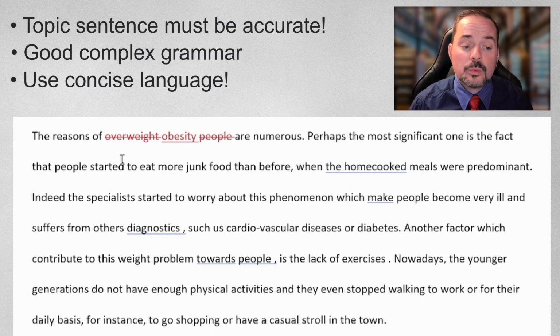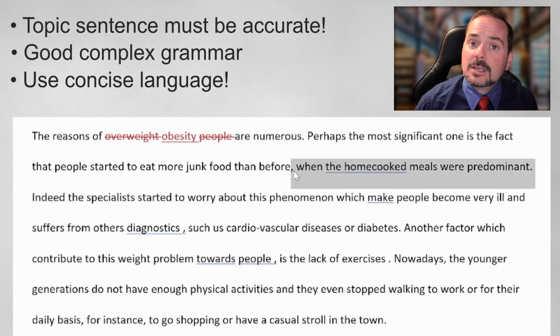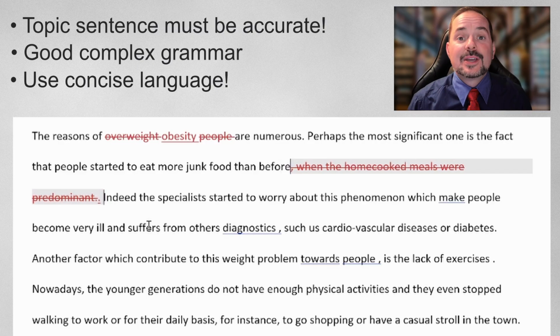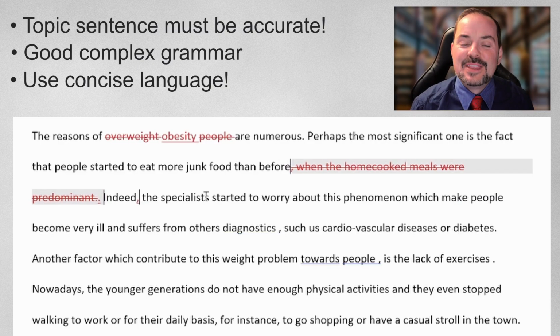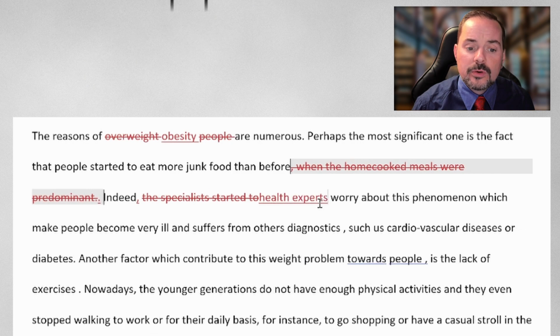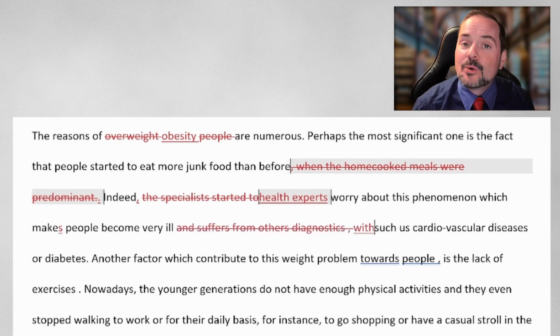This sentence will read well when we omit when the home-cooked meals were predominant, and simply continue with, indeed, the specialist started to worry about this phenomenon. The concise, natural form of this next sentence reads as, indeed, health experts worry about this phenomenon which makes people become very ill with cardiovascular disease or diabetes.